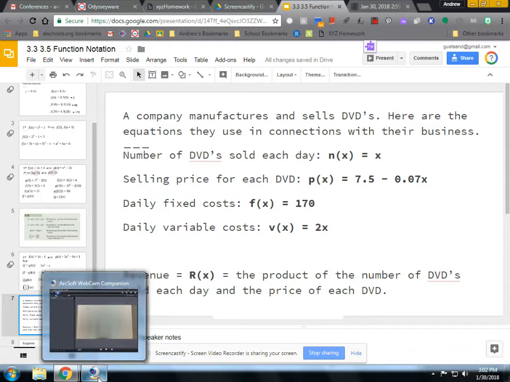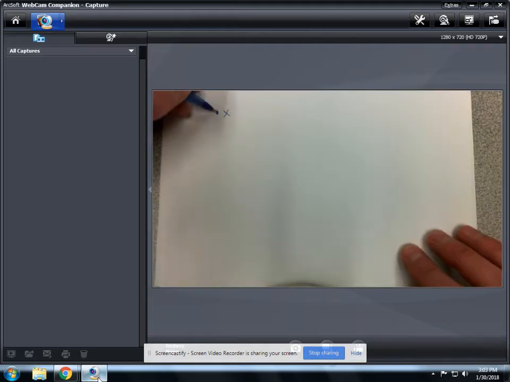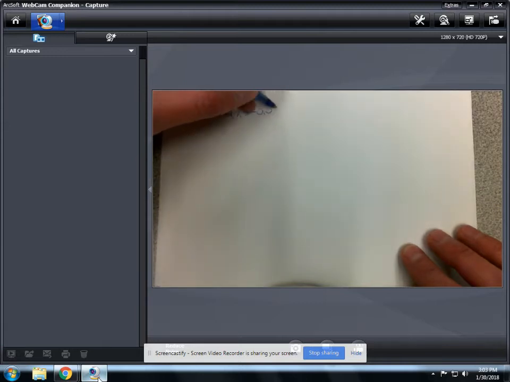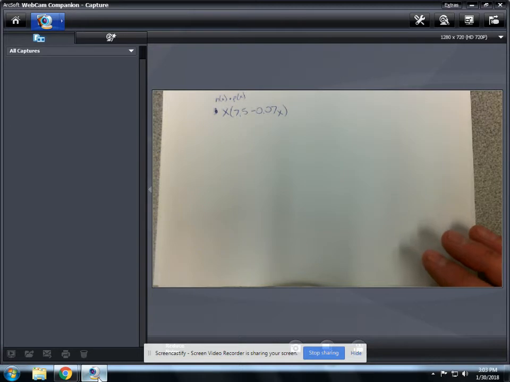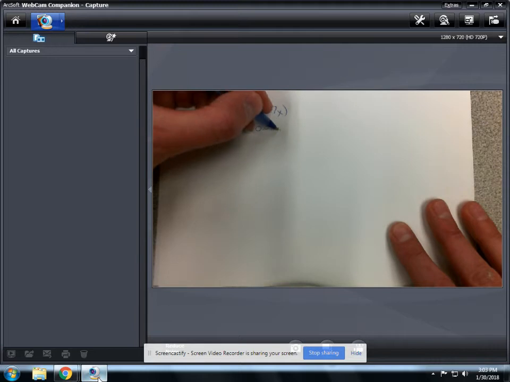So I am going to come over to my document camera. So this would be x times 7.5 minus 7 cents per x. So we'd have x times, so this is my n of x, times my price of x, I think it was p of x, which was 7.5 minus 0.07x. And if I want to find the product of those two, I can distribute through the parentheses. I get 7.5x minus 0.07x squared.